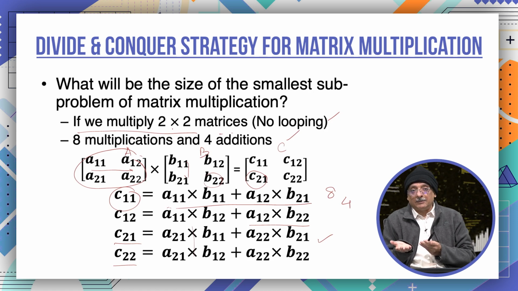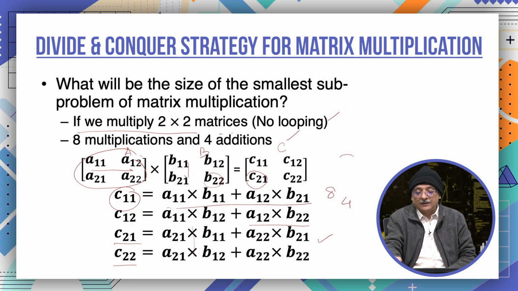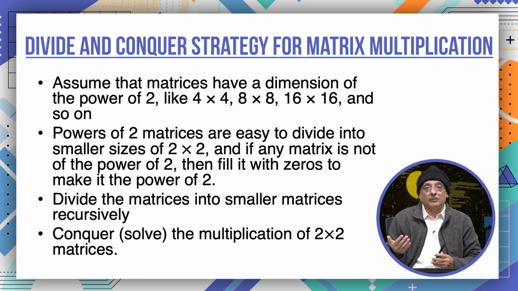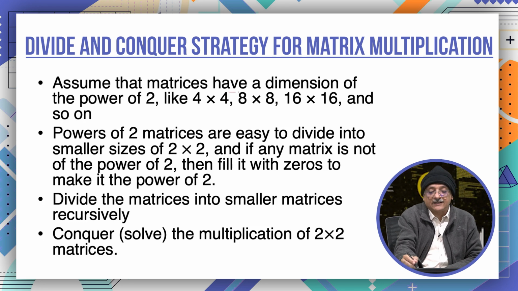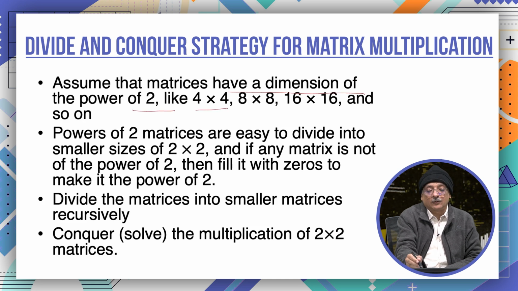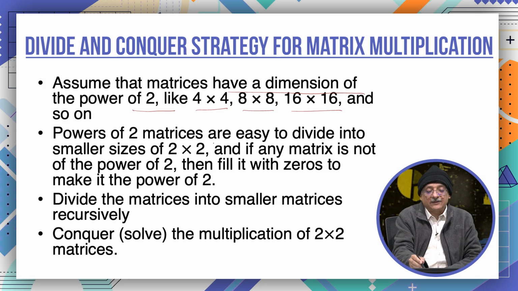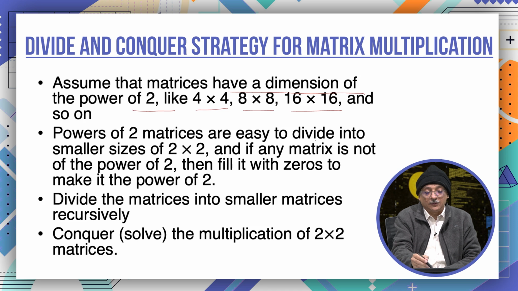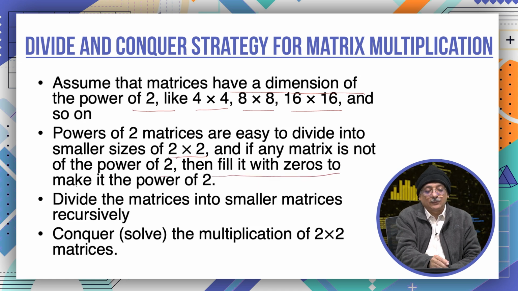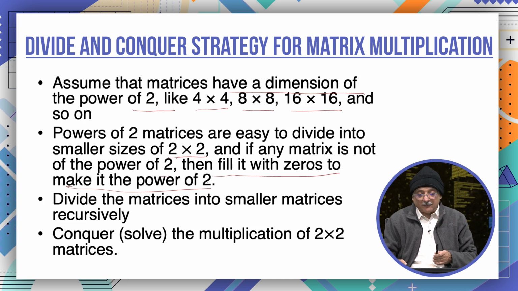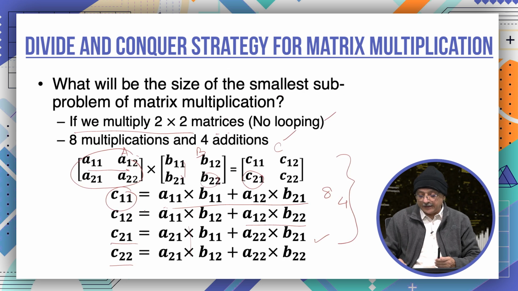Basically, you are dividing a matrix into this kind of situation. Now, the divide and conquer strategy for multiplication requires that we assume the matrices have dimensions that are a power of 2, like 4 cross 4, 8 cross 8, 16 cross 16 and so on. Power of 2 matrices are easier to divide, and finally we will be reaching 2 cross 2. And if any matrix is not a power of 2, then pad it with zeros to make it a power of 2, so that we can divide the matrix into 4 matrices, just like what we did.